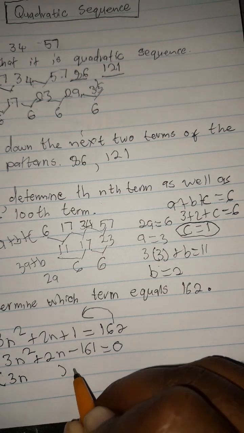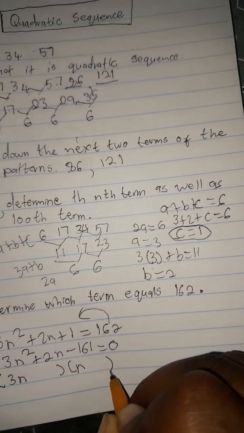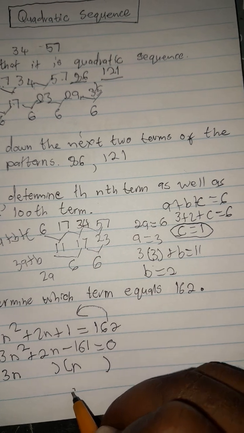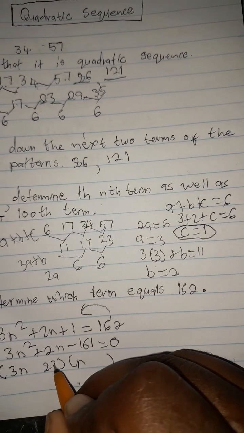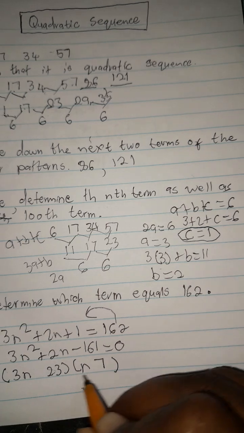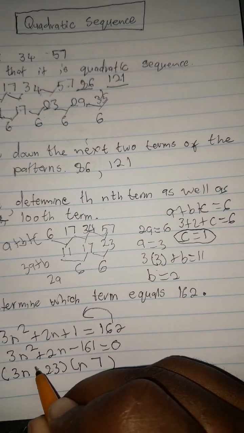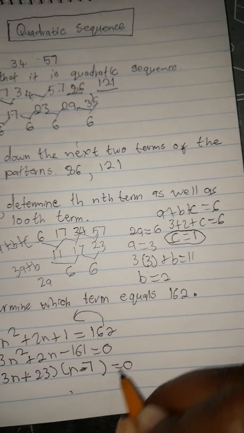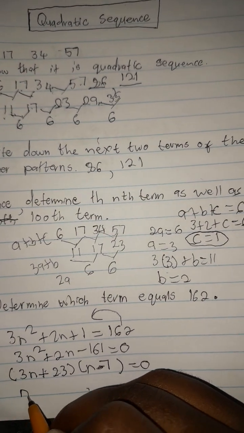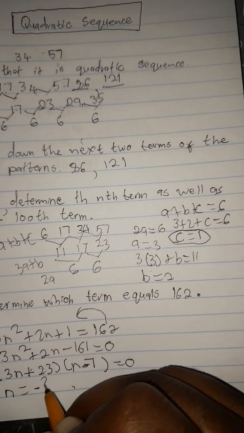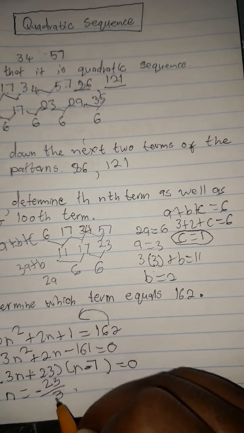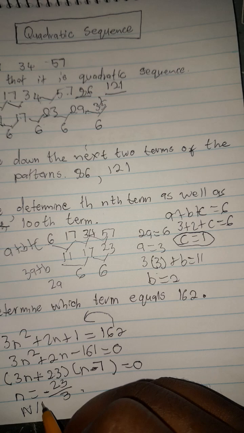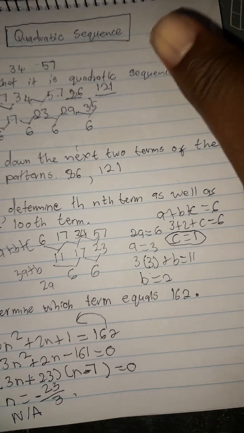Factors of 3n squared are 3n and n. What about the factors of 161? That will be 23 times 7, which will give us 161. So we have 23 and 7 here. Be very mindful of your sign. This will take a positive number and this will take a negative number. So when you solve this, we're going to have n is equal to negative 23 divided by 3. We can't have a negative here, so we say NA, this doesn't exist, not applicable.